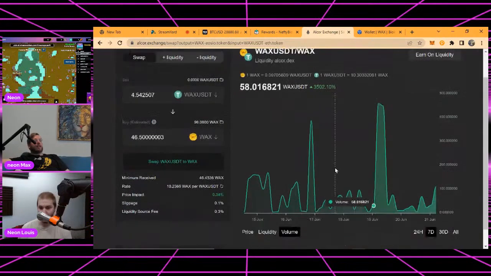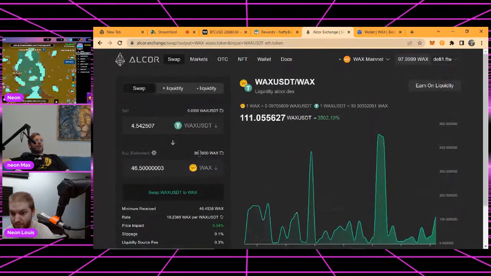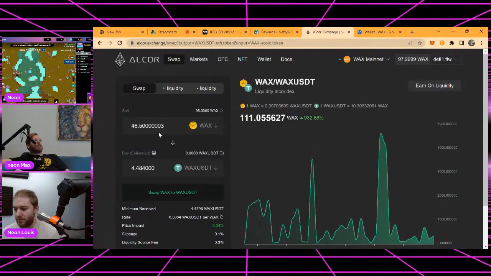So there's a decent amount of money over the week that moved through this pool. Let's look at the current price. One Wax is selling for about 9.7 cents here. So if I'm doing 46 and a half Wax, I would get 4.48. This is not the only place I can buy USDT, so let's see if we can get a better deal.